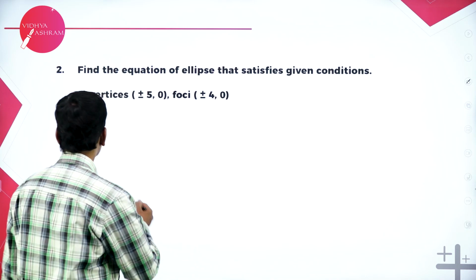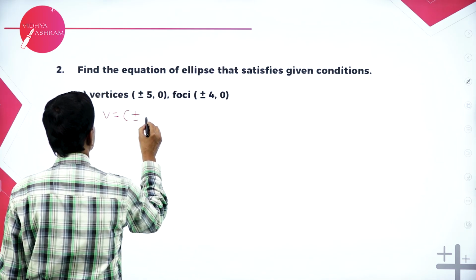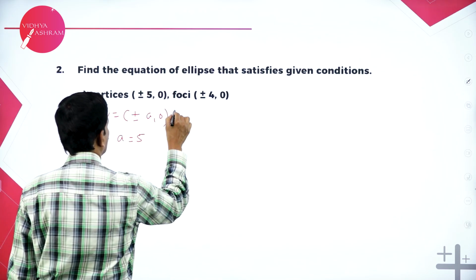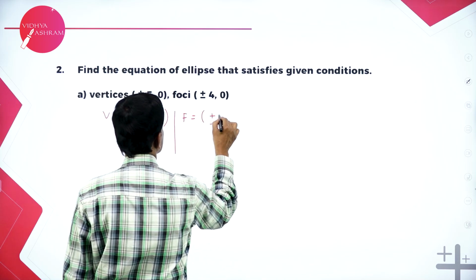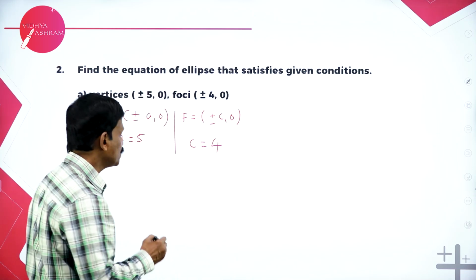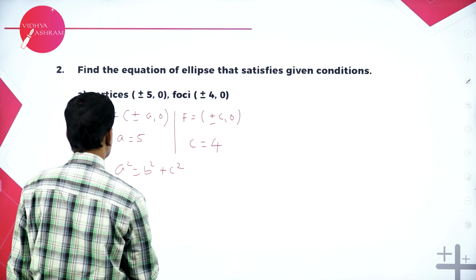Now what is given? Given vertices. Vertices is equal to plus or minus a comma 0. So therefore a is equal to 5. And the foci is equal to plus or minus c comma 0. Therefore c is equal to 4. Now we know a square is equal to b square plus c square.